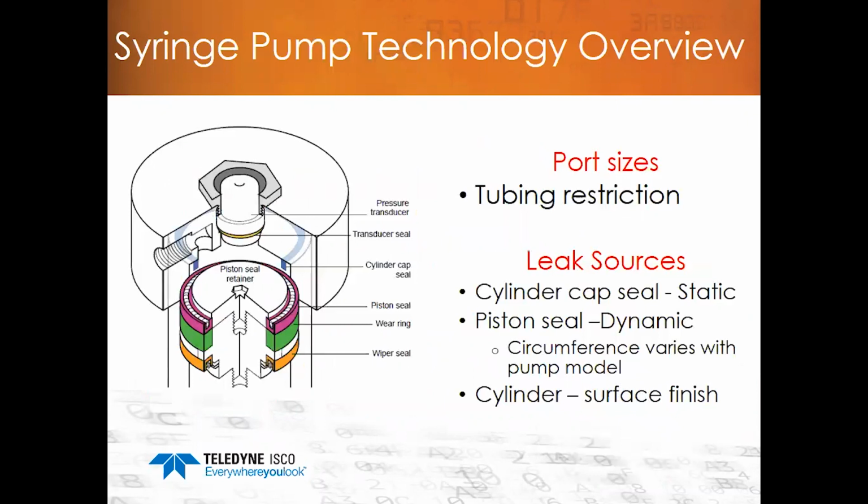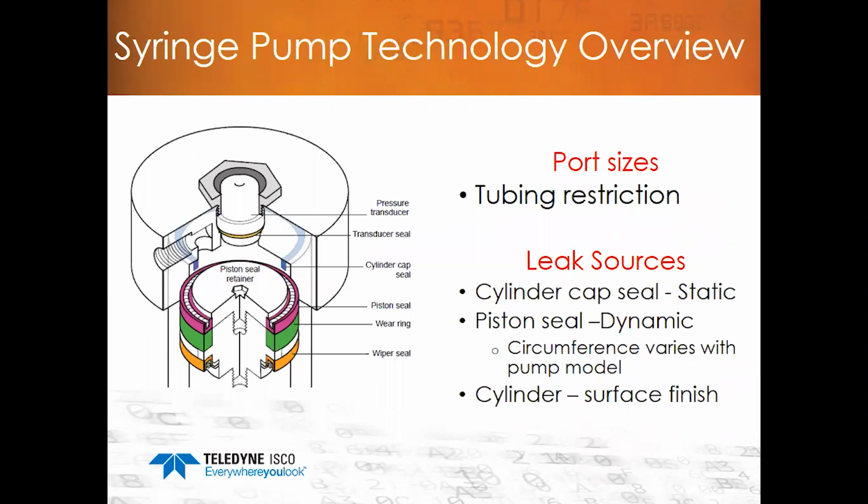The drawing on the left is a cross-section of the cylinder cap, the cylinder, and the piston assembly. Starting from top to bottom, the cylinder cap has a pressure transducer with a seal. The cylinder cap seal located between the cylinder cap and the cylinder is shown in blue. The piston seal, shown in purple, is the main seal for holding pressure and is a lip seal.